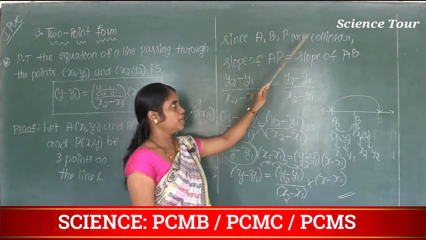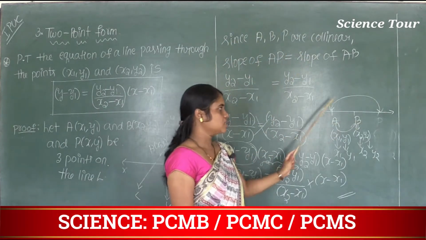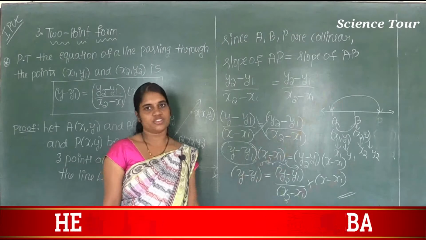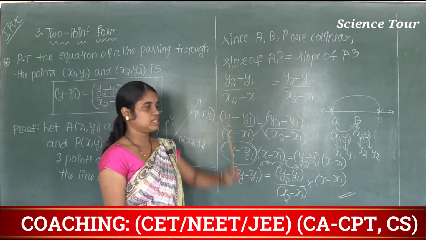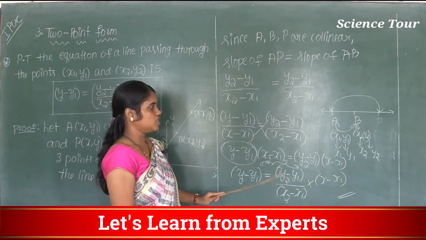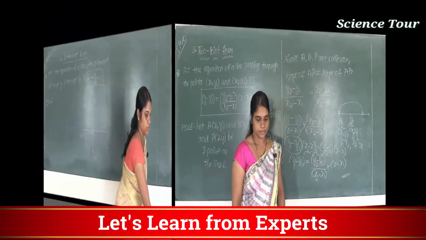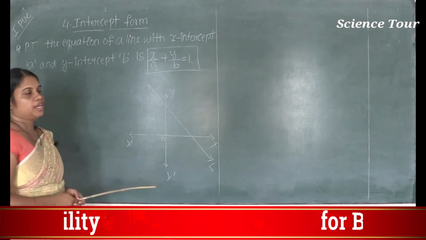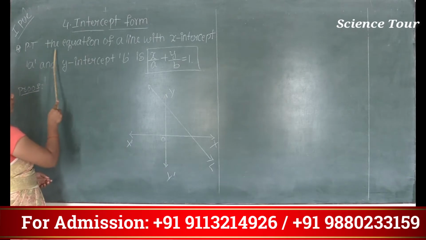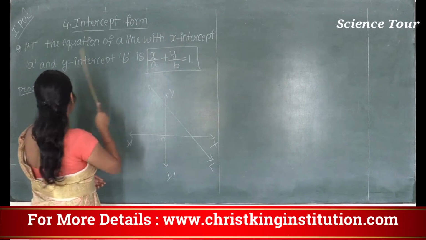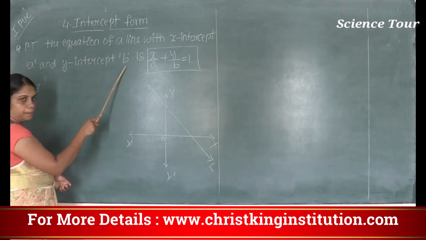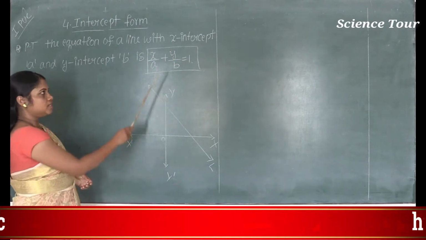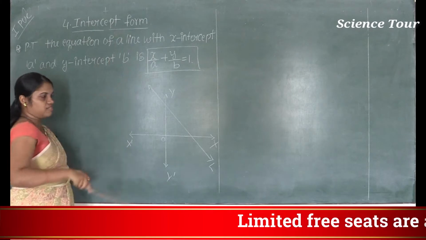If the 3 points are collinear, then we can say that slope of AP is equal to slope of AB. Means all the 3 points lie on the same line, right? So therefore, we can say this result. If we have this result, then by using the formula, we can get the formula. We'll see the next form, that is the fourth form, intercept form. Yes. Question will be like this. Prove that the equation of a line with x-intercept a and y-intercept b is x by a plus y by b equal to 1. See, this is an important formula as well as this derivation is also important.